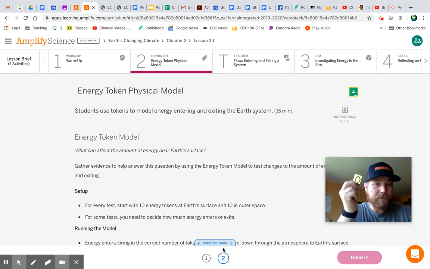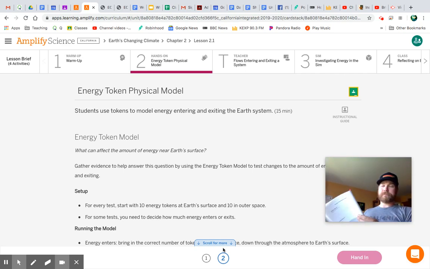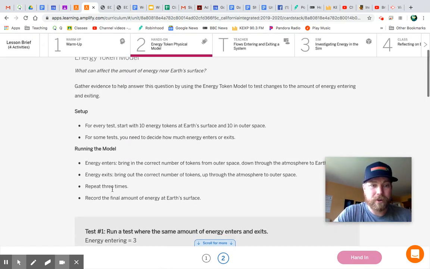Now, again, I attached these to the lesson. You could print these out if you want, or you could use something else, but you're going to need 20 of whatever it is. So, hey, coins would work great, or if you want to just cut out 20 little pieces of paper, that works too. Here's what you're going to do. Read the directions. Let's start right here.